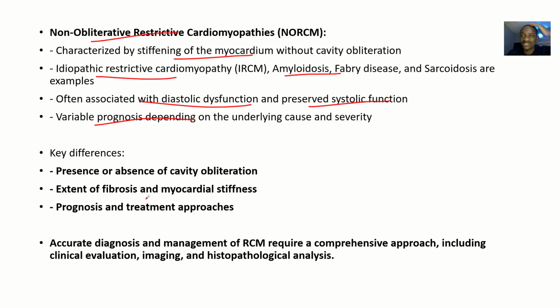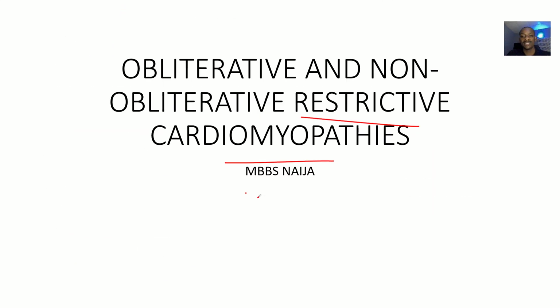So the key differences between these two concepts are the presence or absence of cavity obliteration, the extent of fibrosis and myocardial stiffness, the prognosis, that's the possibility of recovery, and then treatment options, right? So I think that's it for the differences between obliterative and non-obliterative restrictive cardiomyopathies.